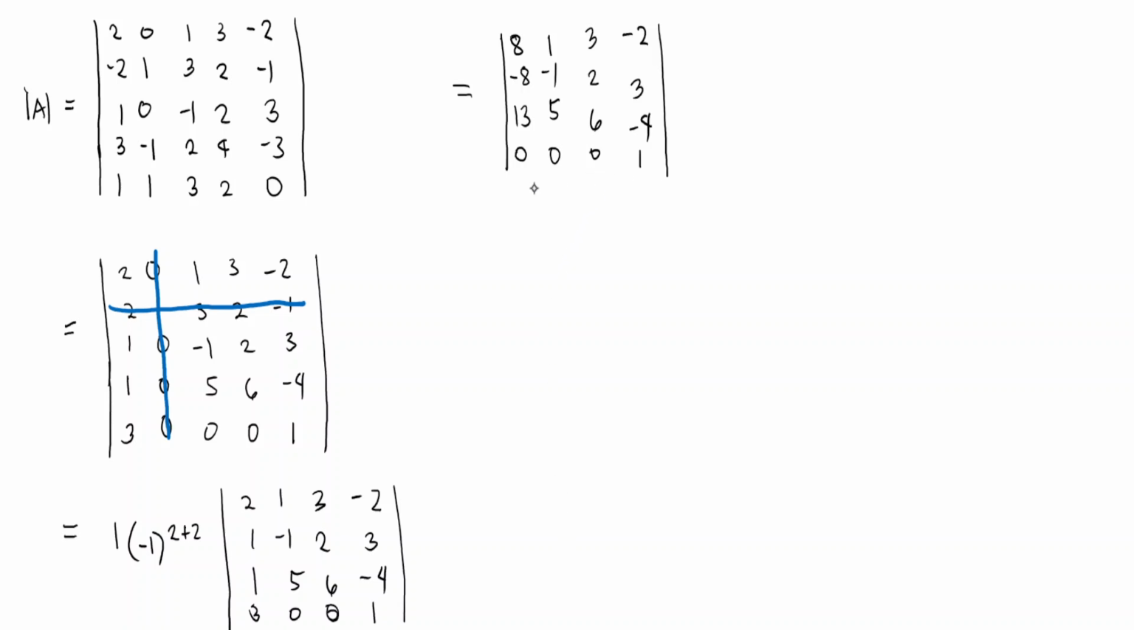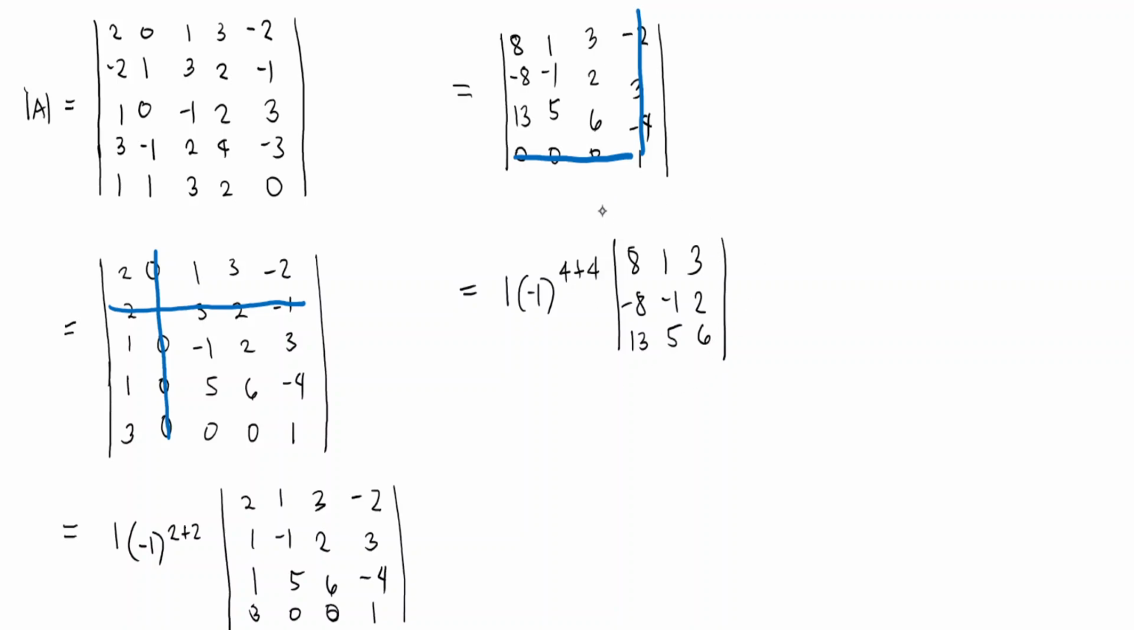So again, we do the fourth row expansion using this. So we will have 1 using this entry times negative 1 to the power of, this is in the fourth row, and the fourth column, so that's 4 plus 4, times we delete this column and row, so we have 8 1 3, negative 8 negative 1 2, 13 5 6. Okay, so again, we have reduced our problem to finding the determinant of a 3 by 3 matrix. So let us continue.